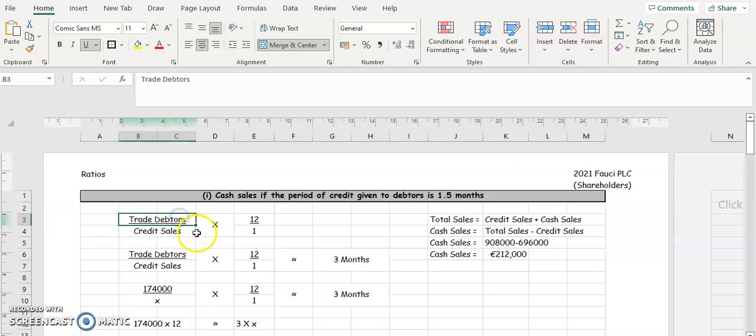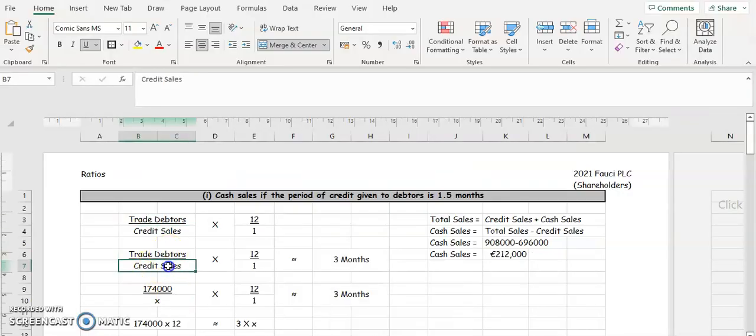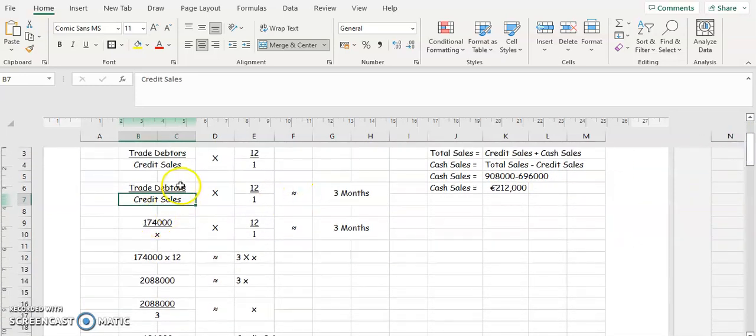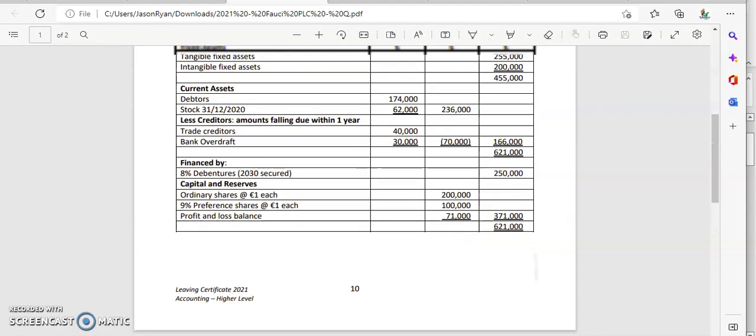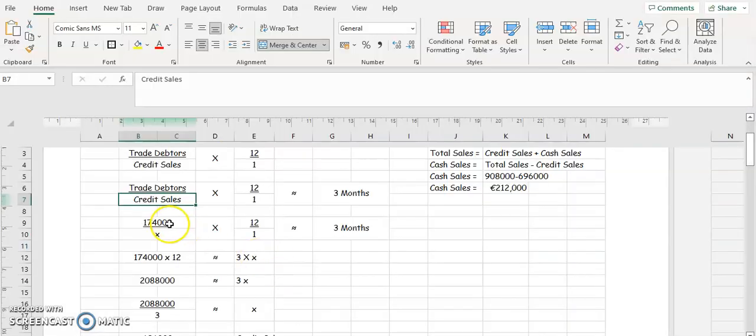So we need to know the formula for this question: trade debtors divided by credit sales multiplied by 12 over 1. And from the question, it tells us that all of this is equal to 3 months. So trade debtors divided by credit sales multiplied by 12 over 1 is equal to 3 months. So what we can do then is find out what our trade debtors are. So you go back to our question and we'll see our debtors then are 174,000. Credit sales, we're just going to put in as X.